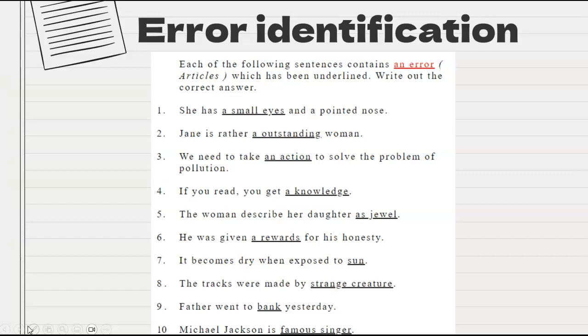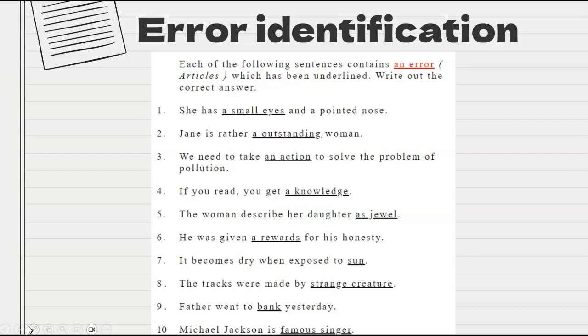Now, in this one, each of the following sentences contains an error. These are related to articles, which have been underlined. All these underlined words, probably each of them has an error. Write out the correct answer.